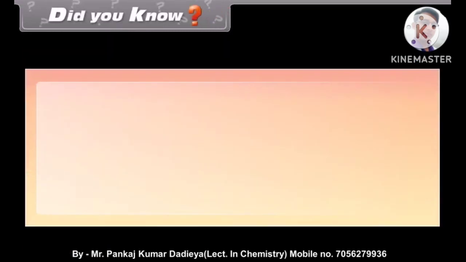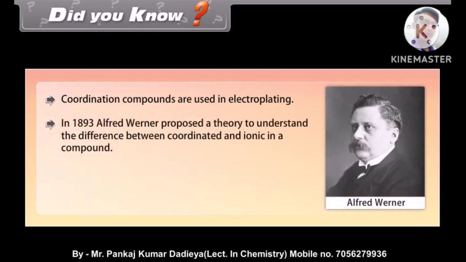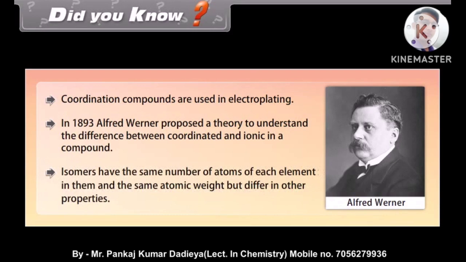Did you know? Coordination compounds are used in electroplating. In 1893, Alfred Werner proposed a theory to understand the difference between coordinated and ionic in a compound. Isomers have the same number of atoms of each element in them and the same atomic weight but differ in other properties.